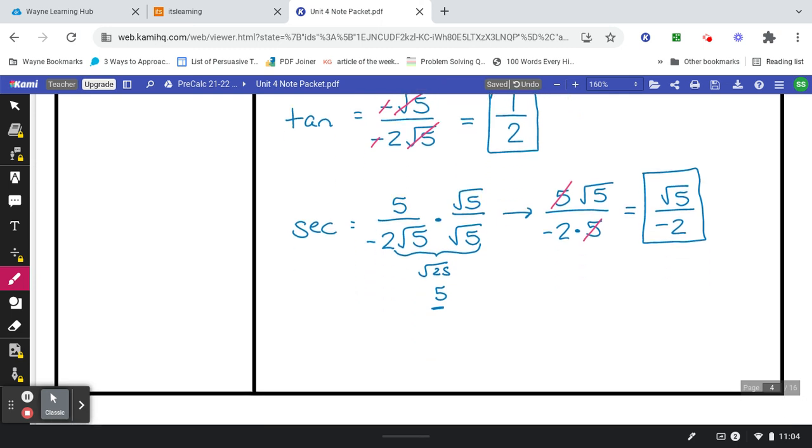If you hadn't thought to cancel the 5s, another option that you could have done, you would have had 5 radical 5 over, and let's say you multiplied those two numbers together to get negative 10. Then you would have looked at this part right here and just reduced that as a fraction to make 1 over negative 2, negative 1/2, square root of 5. Then you wouldn't need that 1, and you would still get to the same place.